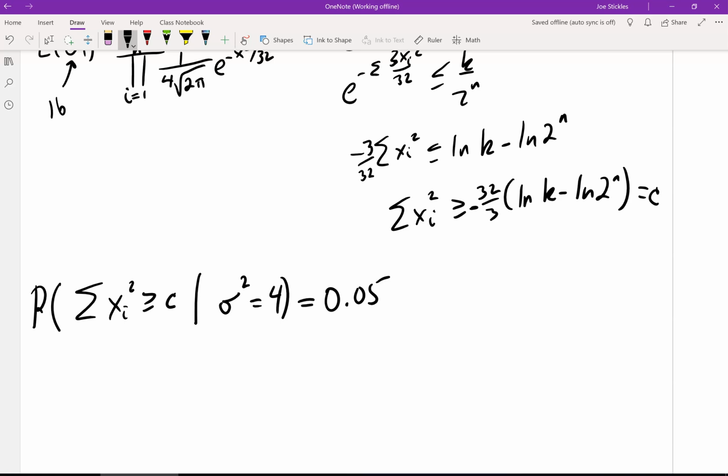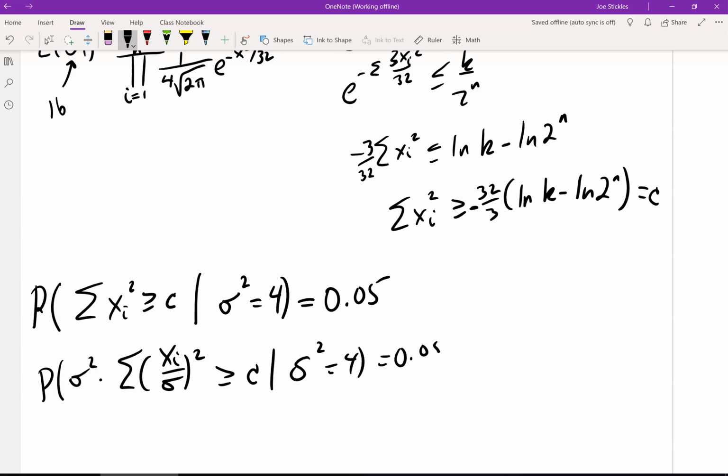So again, this expression is the probability of making a type 1 error. It's the whole idea here. Okay, so what did this problem say? Well, this problem wants us to figure out this probability. We remember that each of our x's is a normal distribution. And if we square normals, we think chi-squared. But remember, we have to standardize that thing. So the probability that the sum of x sub i squared over sigma squared is greater than or equal to c over sigma squared, given that sigma squared is 4, is 0.05.